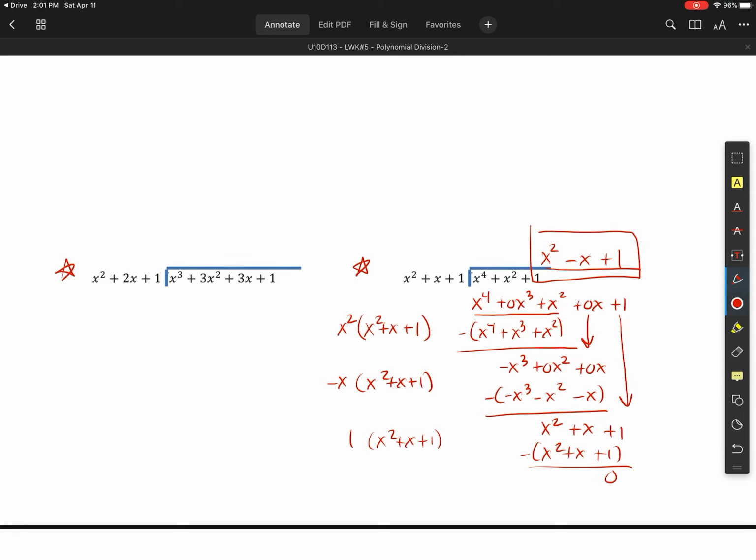x squared plus x plus 1 divides into x to the 4th plus x squared plus 1 and leaves us with x squared minus x plus 1. Alright, so there's our long division idea.